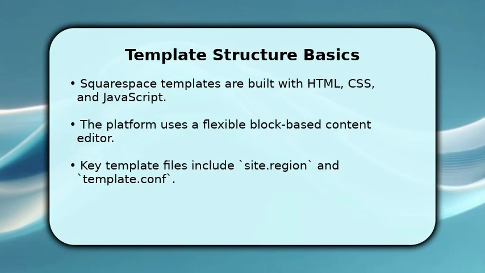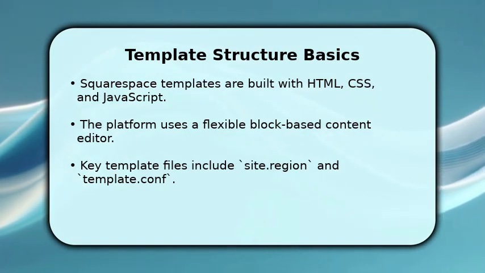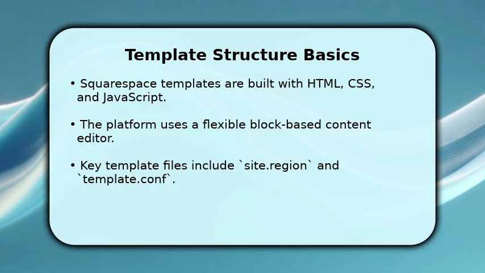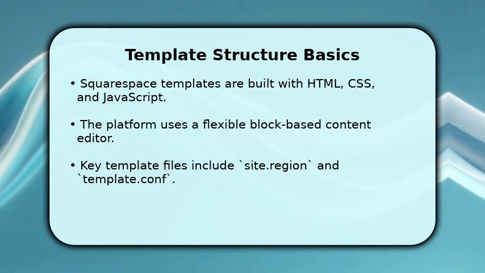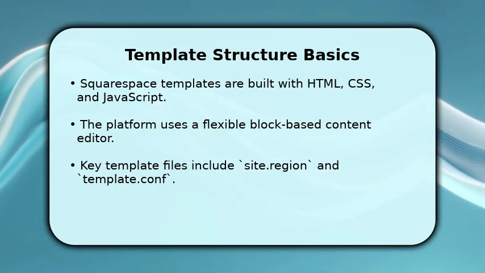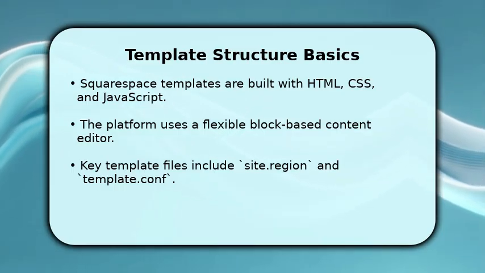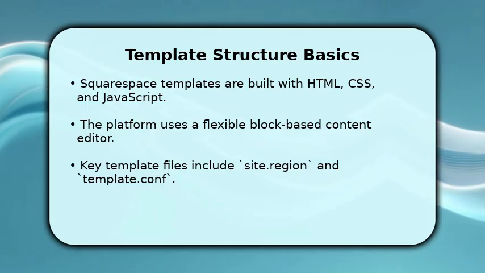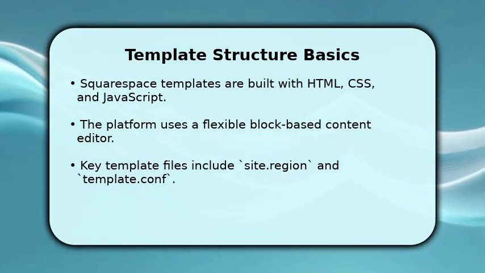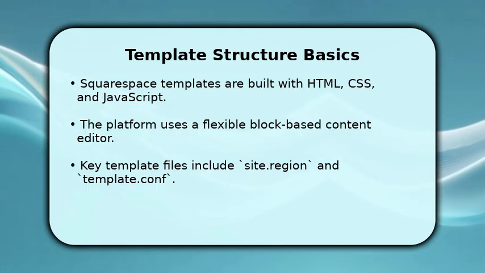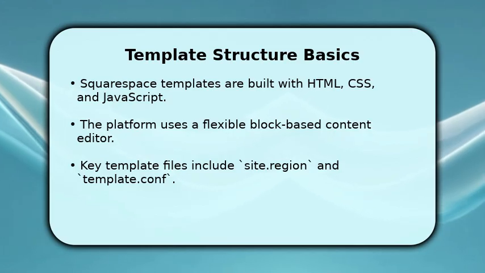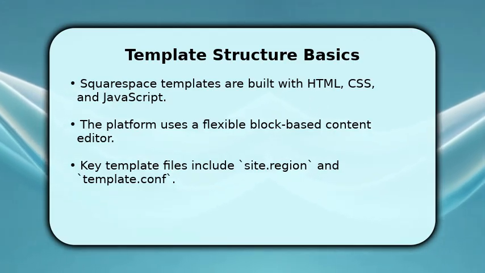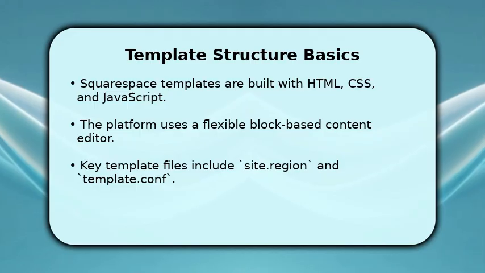Understanding the core structure is crucial for effective template creation. Squarespace templates are fundamentally composed of three key elements: HTML for content, CSS for styling, and JavaScript for interactivity. The platform utilizes a versatile block-based editor, allowing you to arrange content easily. Important files like site, region, and template.conf define the overall layout and configuration of your template, providing a solid foundation for your design.